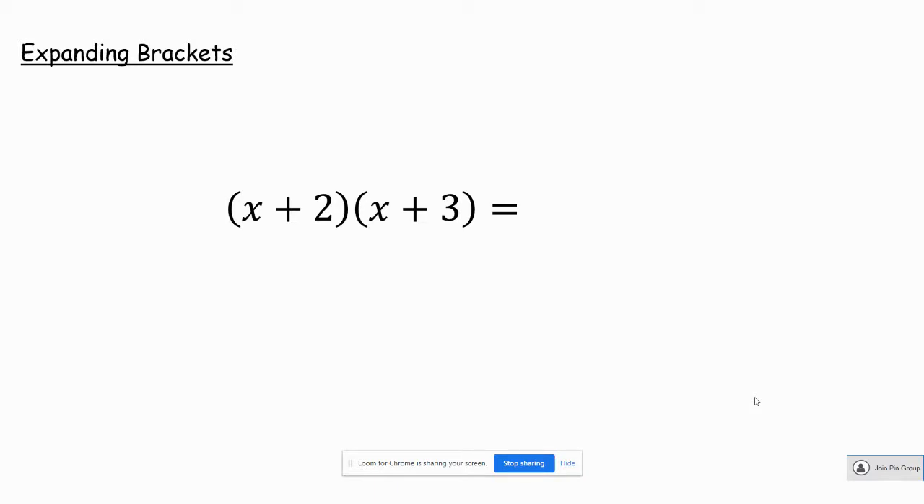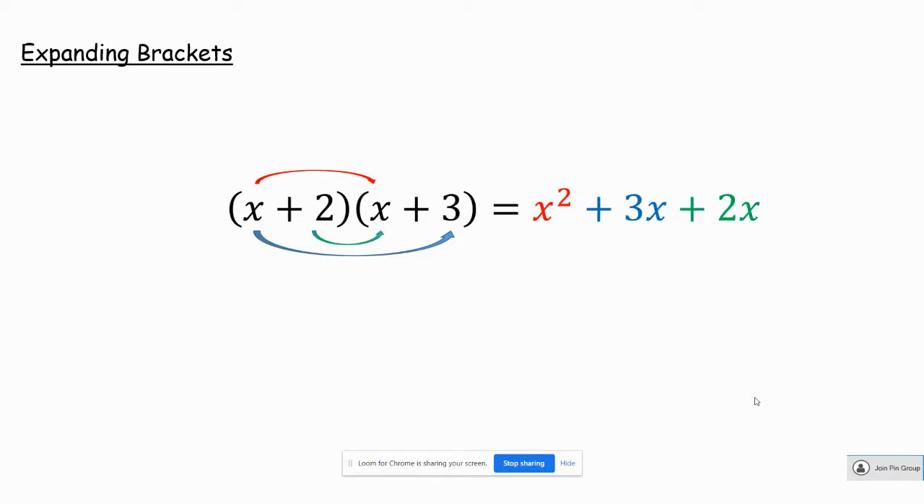So taking a couple of steps back to expanding brackets, something we've done in class. If we've got this set of double brackets, in order to expand it, we're going to have to first of all times the x by the x, which gets us x squared. We're going to have to multiply the x by the 3, which is going to get us 3x. We're going to have to multiply the 2 by the x, which is going to get us 2x. And we're going to have to multiply the 3 by the 2, which is going to get us 6.